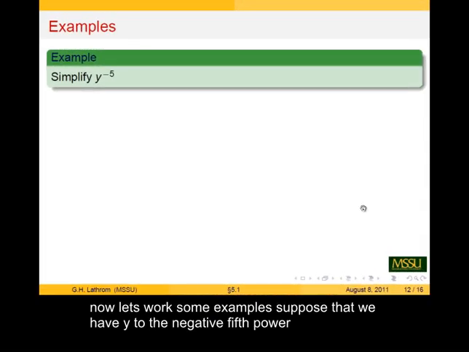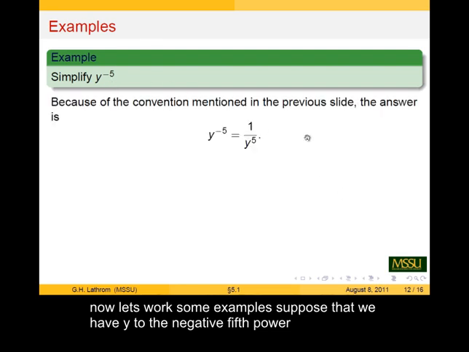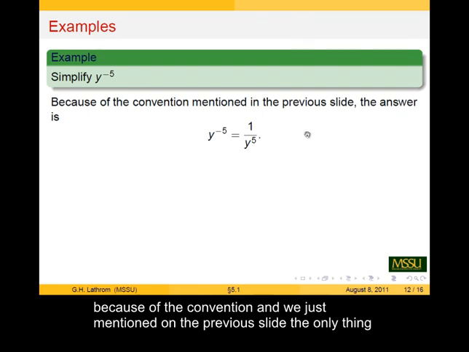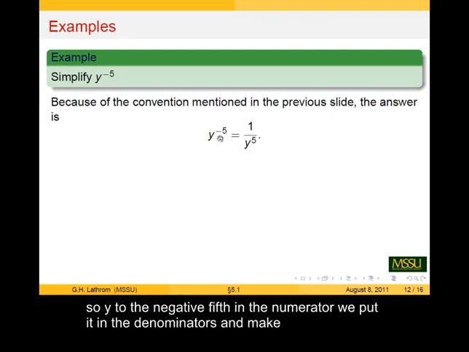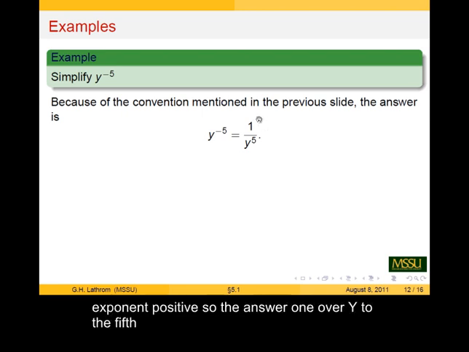Now let's work some examples. Suppose that we have y to the negative fifth power. Because of the convention that we just mentioned on the previous slide, the only thing that we can do to simplify this expression is to make the exponent positive. So y to the negative fifth is in the numerator, we put it in the denominator and make the exponent positive. So our final answer, 1 over y to the fifth.